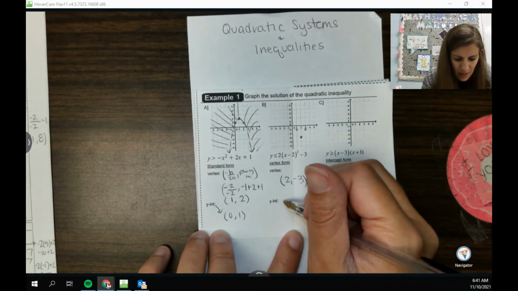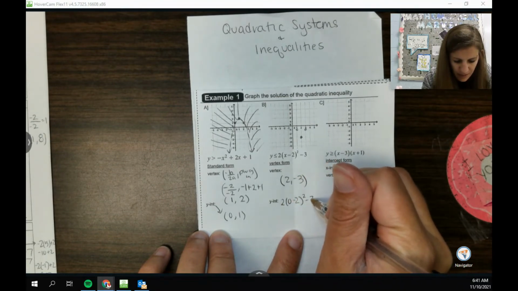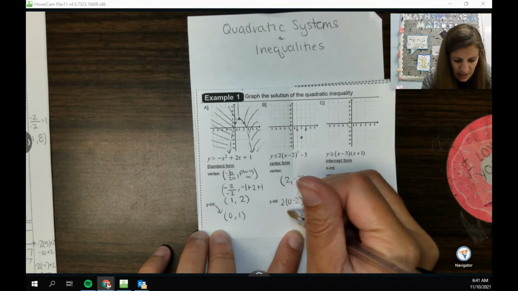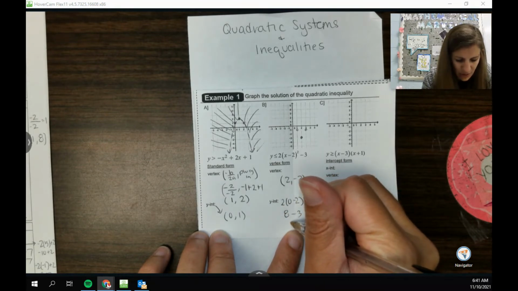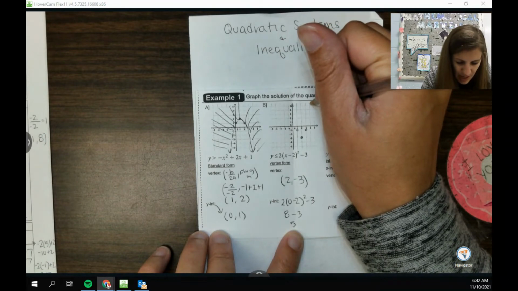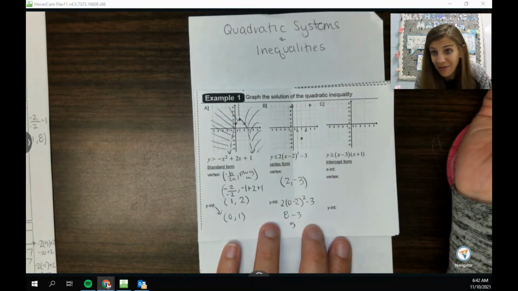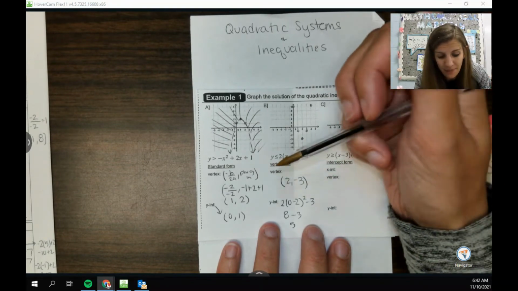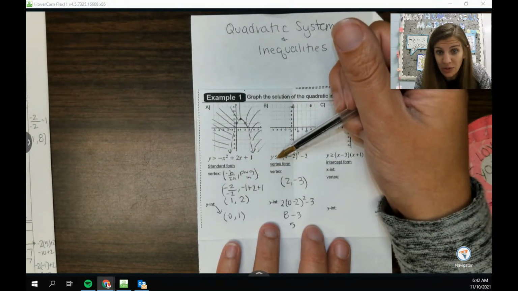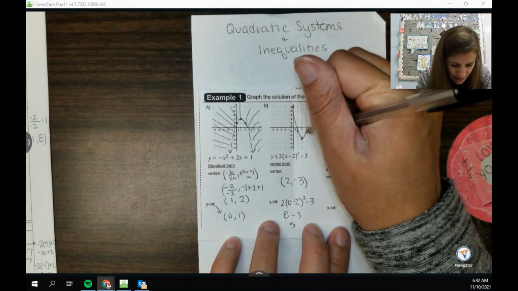We could also get our y-intercept by plugging in 0. So we'll get 4 times 2 is 8 minus 3, so 5. And we can flip that over and put it on the other side. Then when I go to draw my parabola, because I'm equal to, I actually can do a solid filled in parabola now.